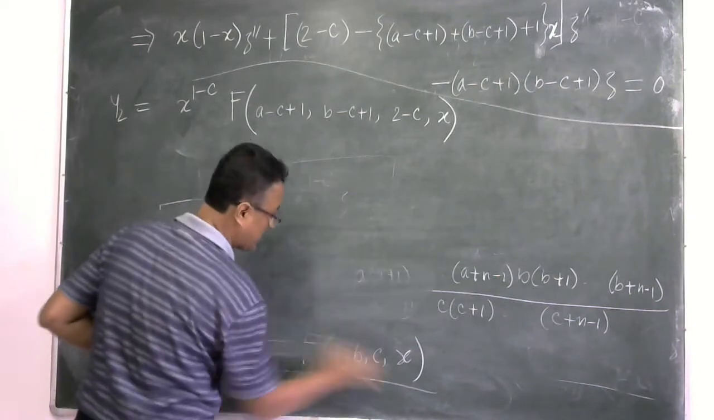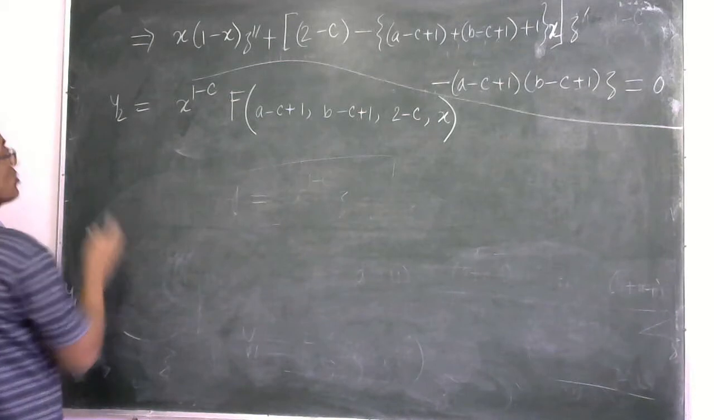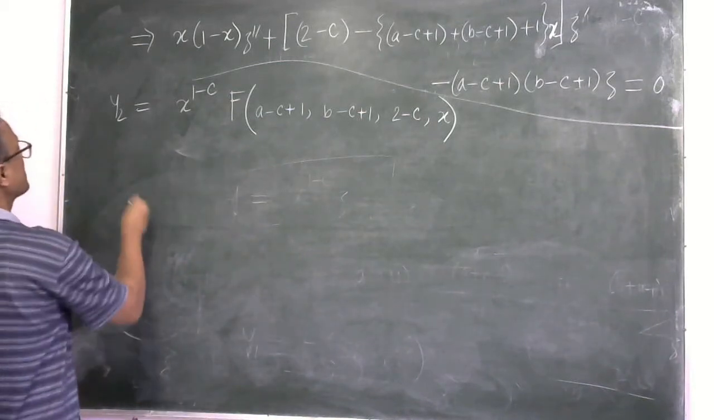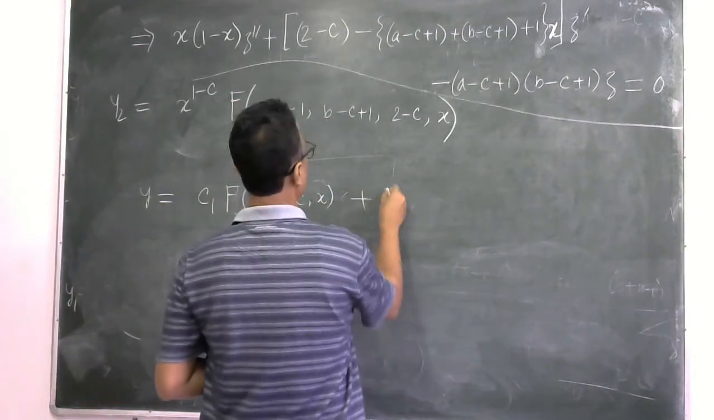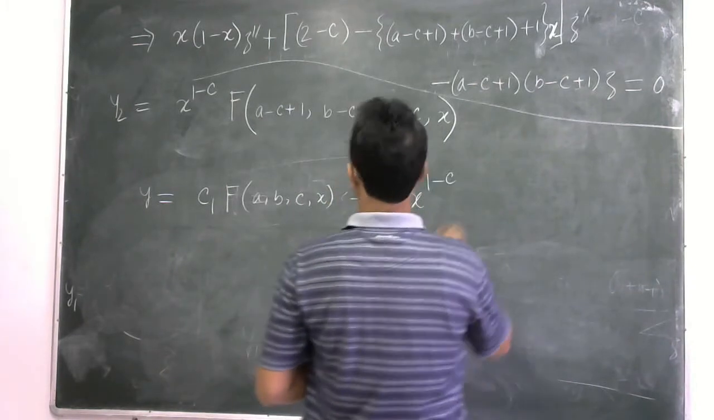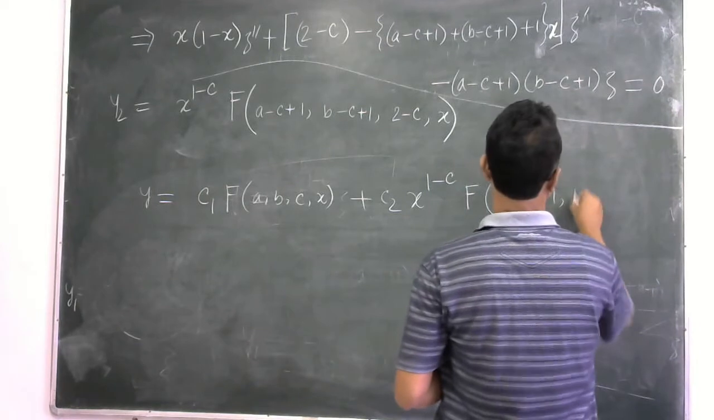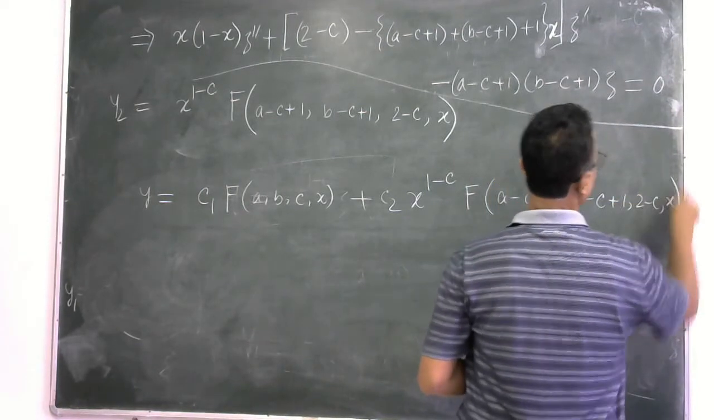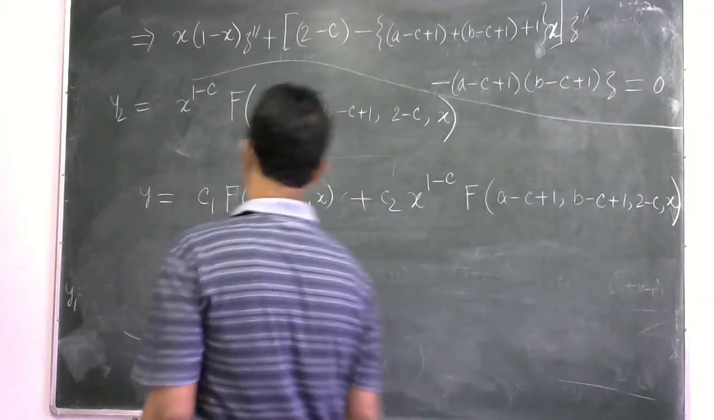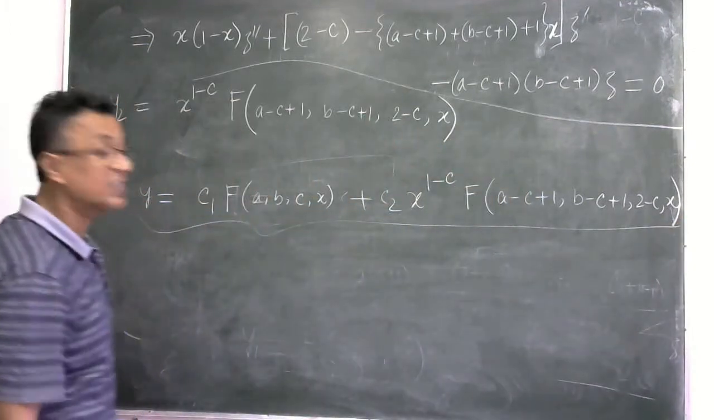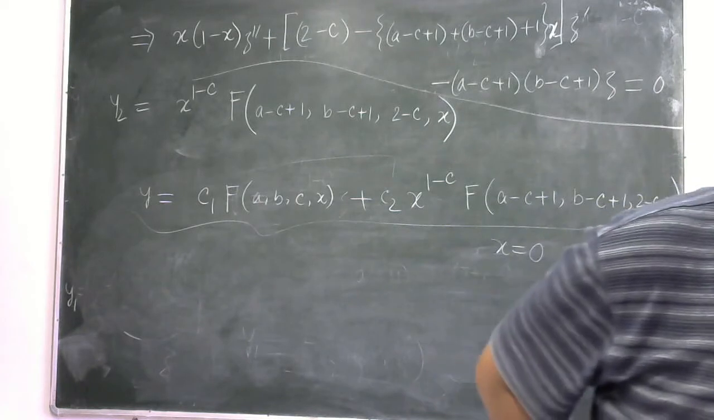So that means a general solution of Gauss's hypergeometric equation is going to be given by y equal to c1 F(a, b, c, x) plus c2 x to the power 1 minus c, then F of a minus c plus 1, b minus c plus 1, 2 minus c, x. Is it okay? And remember, this series is about the point x equal to 0.